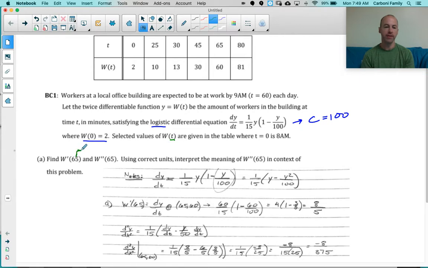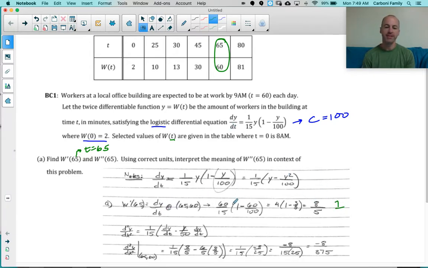So W prime of 65 is when t equals 65, which means I cannot plug 65 in for the y's. I have to come up here and realize that at 65, W is actually equal to 60. So for W prime, I'm going to start by plugging in 60 for all of the W's there, and that will end up reducing to 8/5. There's no need to completely simplify that. You could stop right here. I did choose to clean it up, especially since you have a calculator. So that was worth 1 point.